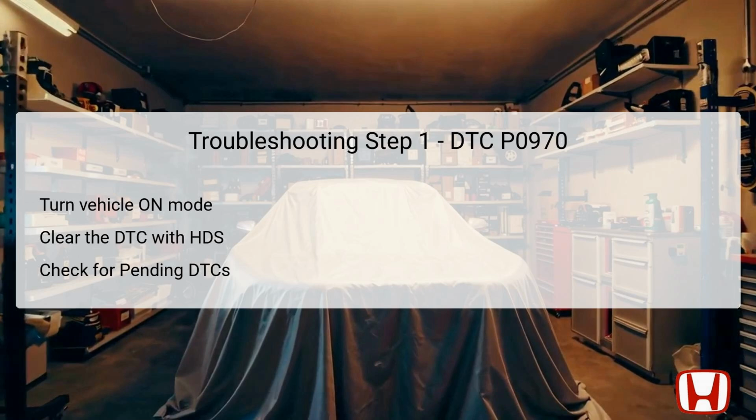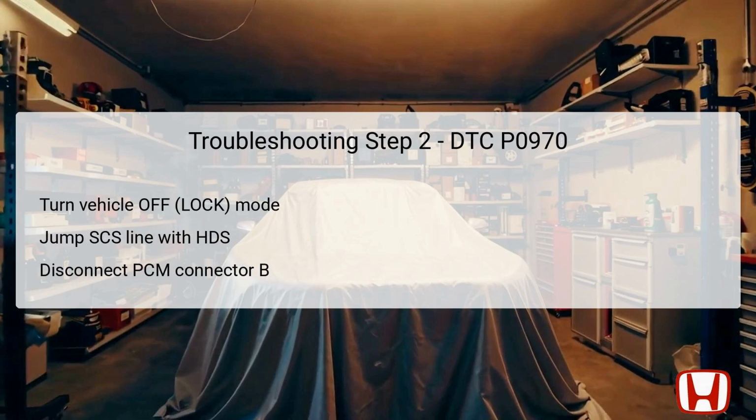If DTC P0970 reappears, it confirms that the failure is persistent, and you will need to proceed with further diagnostic steps. If the code does not reappear, it suggests an intermittent electrical fault, which requires checking the connections and terminals for issues such as corrosion or looseness.